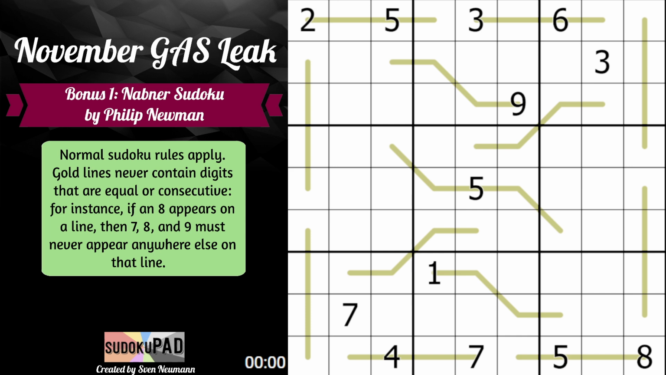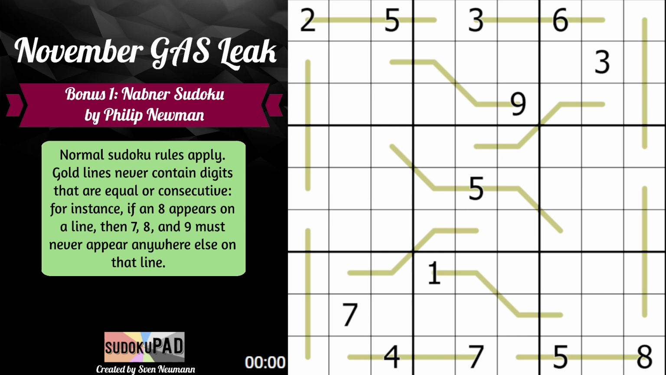Normal Sudoku rules apply. Gold lines never contain digits that are equal or consecutive. For instance, if an 8 appears on a line, then 7, 8, and 9 must never appear anywhere else on that line. So it's been a while since we've seen a Nabner Sudoku, but I think it was Philip who originally had introduced us to this variant.